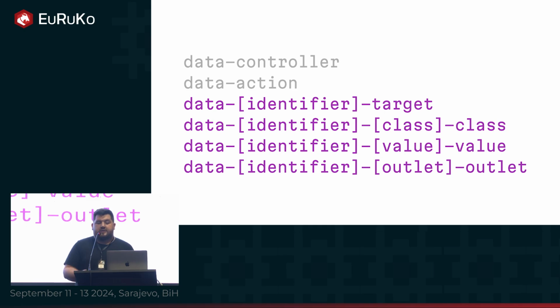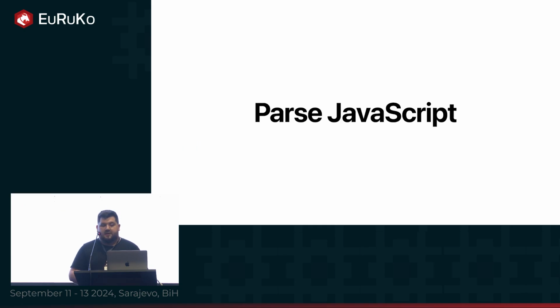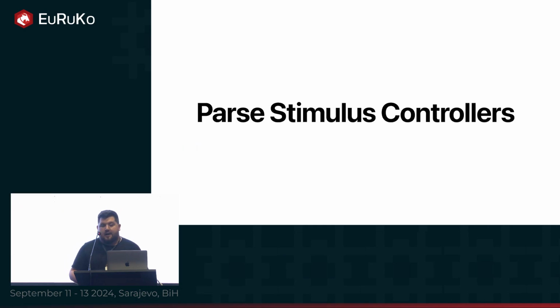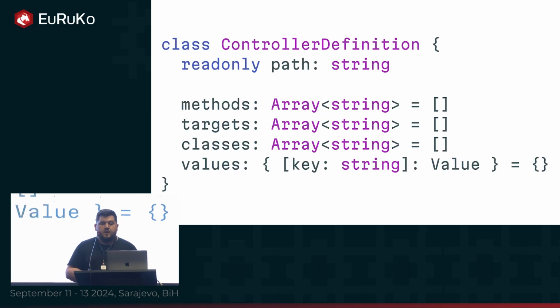And now we want to look at how we can implement the rest of them. There are some dynamic parts we need to interpolate, so we need to parse JavaScript, or more specifically, we need to parse the stimulus controllers in our app so we know what exists and what we can provide as autocomplete values. So I'm going to add a new class to my project. It's called controller definition. It's a representation of a controller in my app. And we have a path of where the controller is. We have the methods, targets, and so on, whatever Stimulus APIs provide. And this holds a representation of one of these controllers.